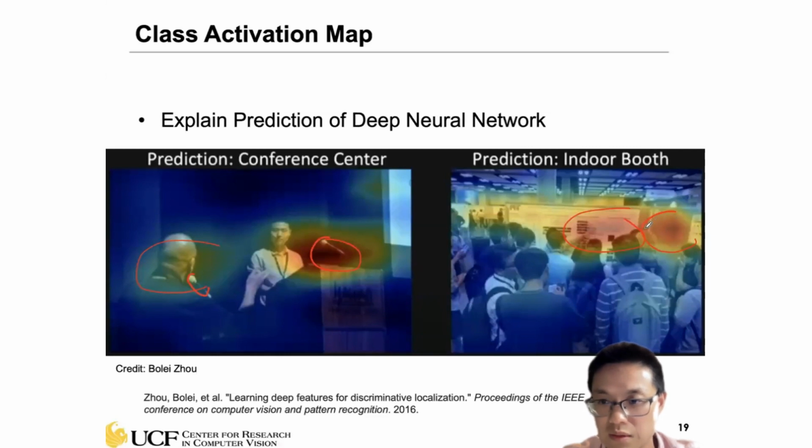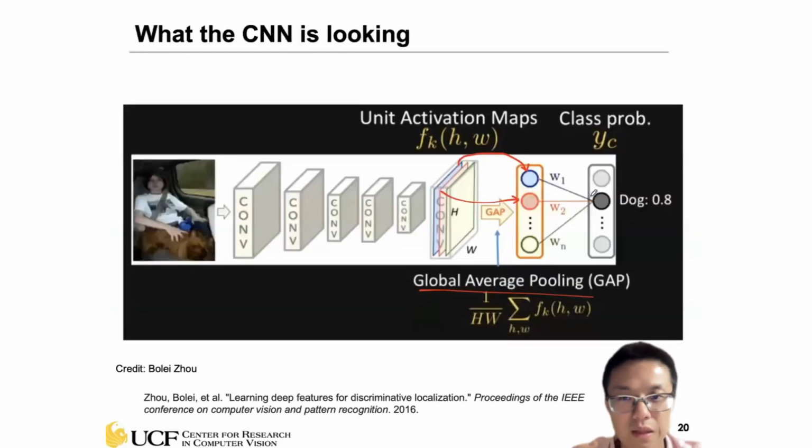So you can see that the highlighted region corresponds to this poster region, right? There's a poster and a crowd of people standing in front of it, maybe listening to the presenter or asking questions. This helps the network determine this is an indoor booth, right? For booths, you usually have something like a table, or a poster presenting something. So it gives you some reasonable explanation of why the network makes such a decision, okay? So that's an example.